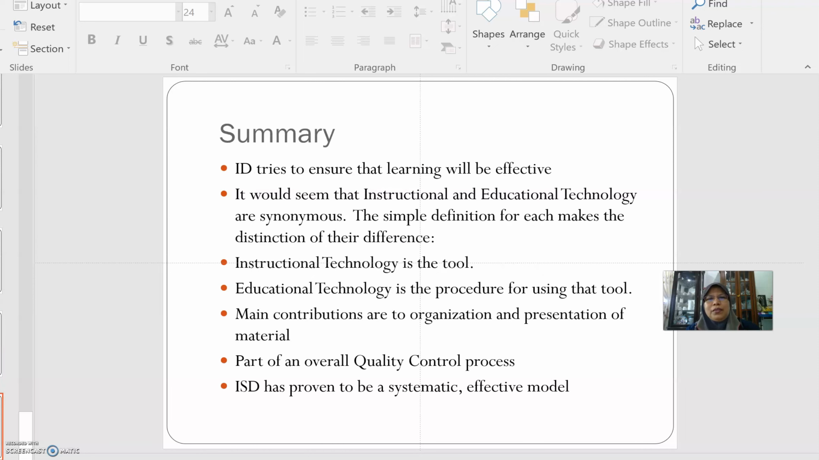As a summary, instructional technology and instructional design are very important, and I hope that every one of you will understand this, because it will be the process that we learn throughout the subject.